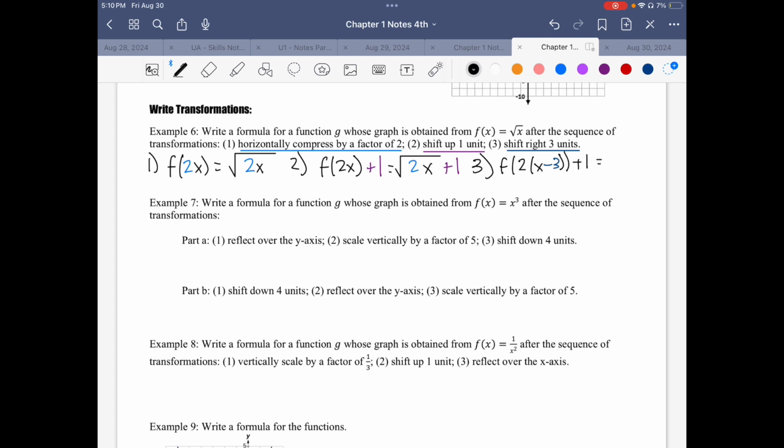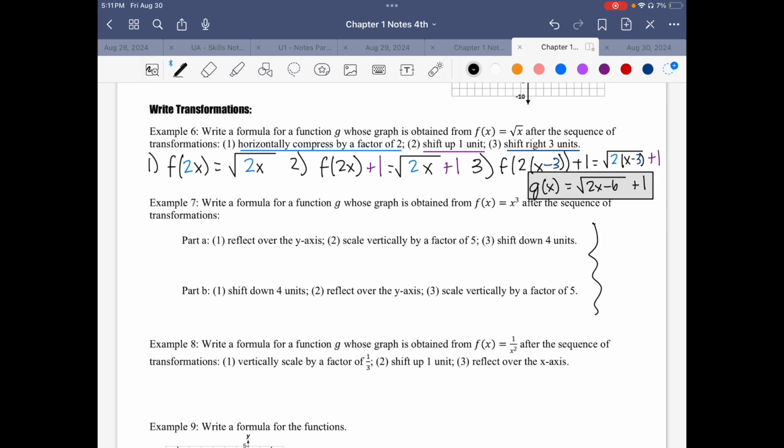So this would then become the square root of 2 multiplied by the quantity of x minus 3, and then the entire function would have a plus 1 on the end. So to make our answer more clear, our g of x that we have now obtained would equal the square root of 2x minus 6, and then we add 1 at the end.